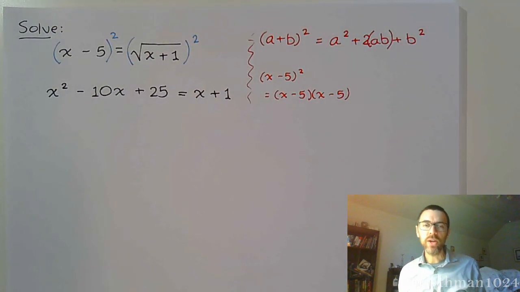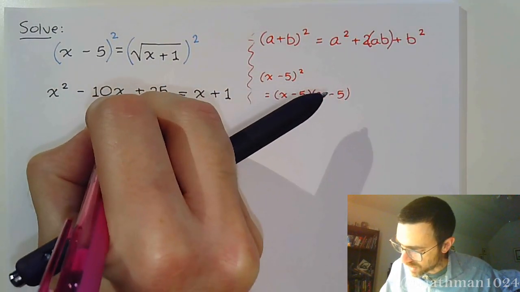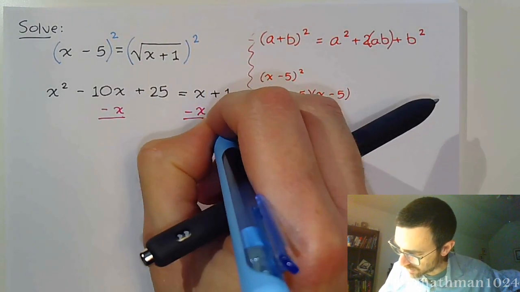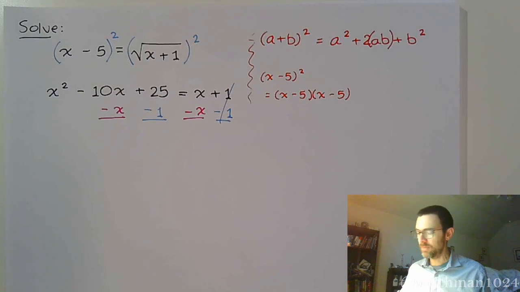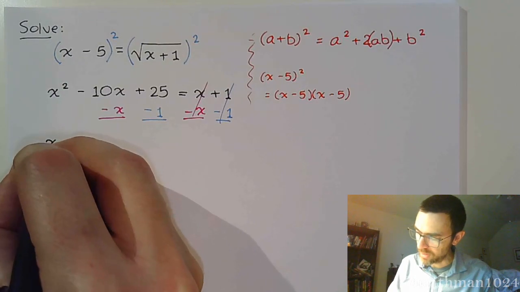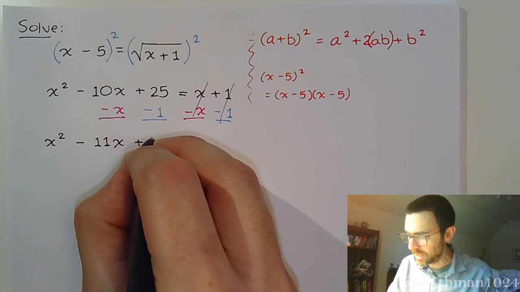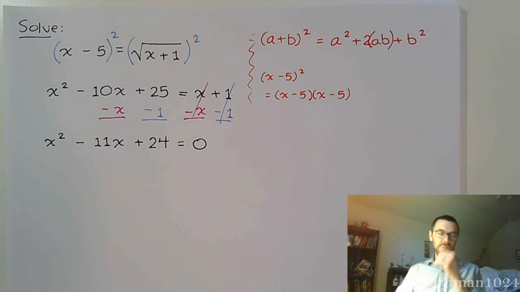All right. Once the radicals are gone, we recognize that what we have is something that is quadratic. So let's use that zero factor theorem. So let's move the x from the right to the left, and let's do the same thing with the 1. So let's subtract 1 on both sides, like that. So the 1's are gone, the x's are gone, and now we take care of what we have. Alright, so it's x squared minus 11x plus 24, and that equals 0.